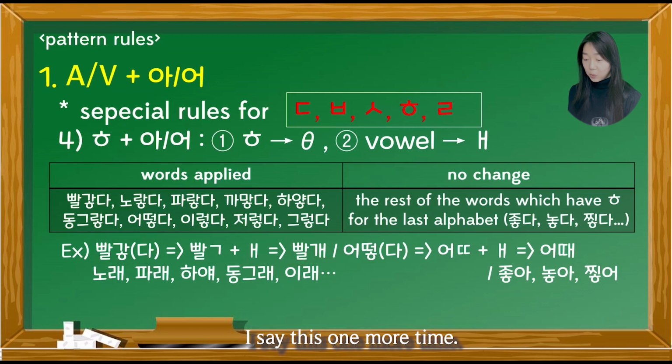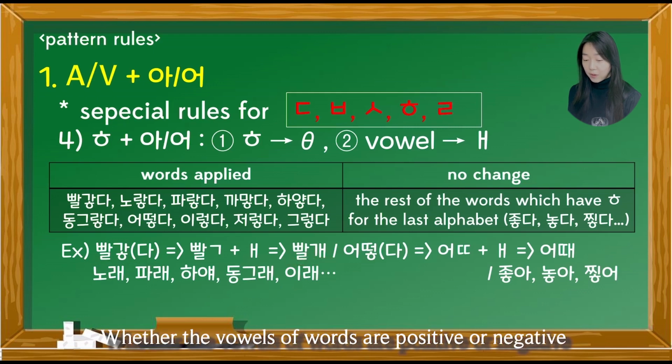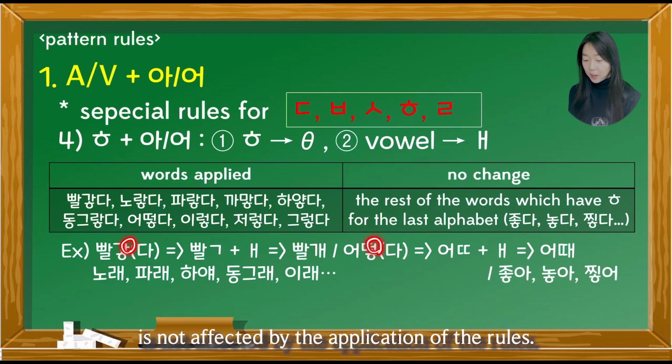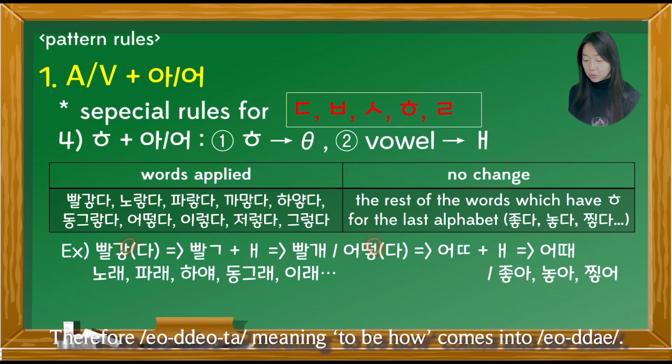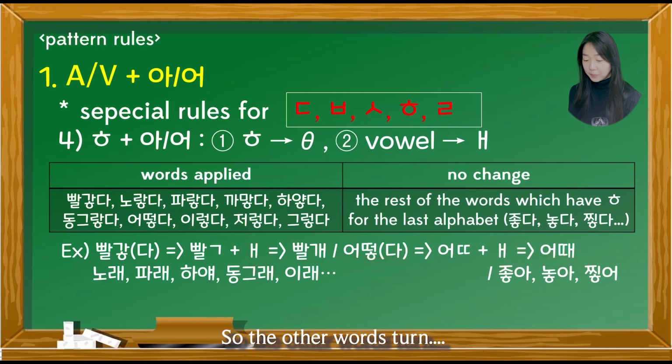I say this one more time. Whether the vowels of words are positive or negative is not affected by the application of this rule. Therefore, 어떻다, meaning to be how, comes into 어때. So, the other words turn 노래, 파래, 하얘, 동그래, 이래, etc.